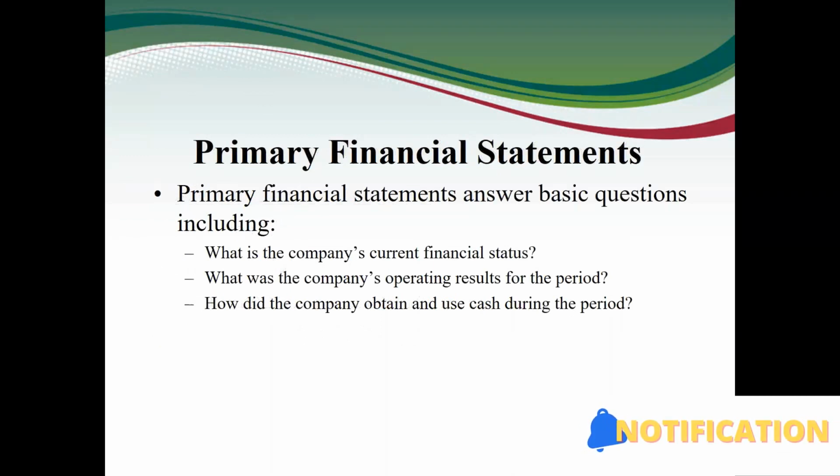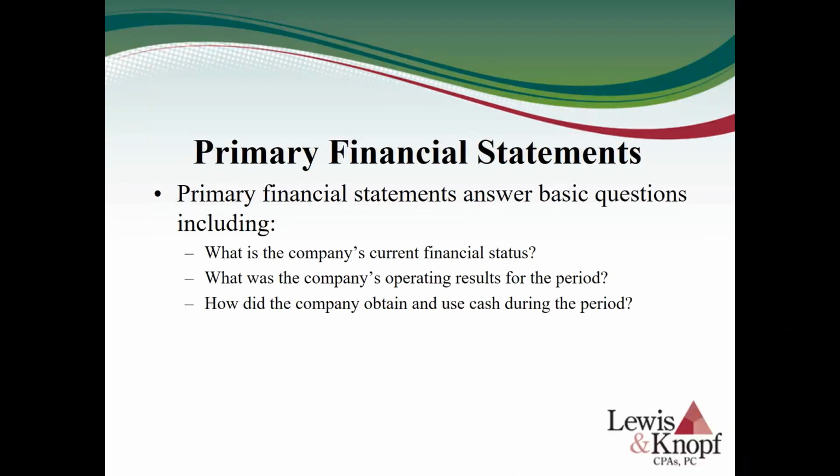So the primary financial statements answer basic questions, including: what is the company's current financial status? What were the company's operating results for the period? How did the company obtain and use cash during the period? So basically, these financial statements tell us how the company is performing, the current assets, the liabilities of the company, how they are using cash, how cash is going out of the company and moving in, which is the inflows and outflows. So these are the basic questions that financial statements answer about companies. It lets us know basically this about the company.